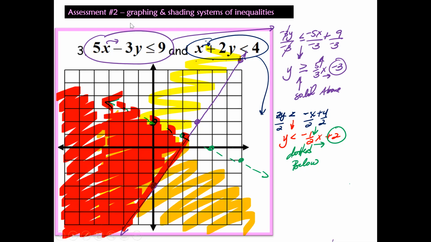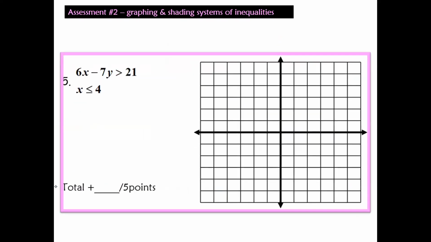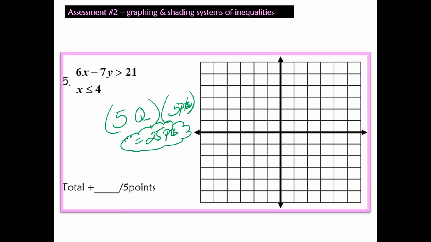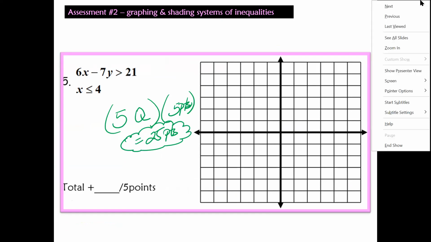So now that I showed you how to do this one, I want you guys to go ahead and practice and work on the last question by yourself. All right, so altogether, you should have 5 questions, 5 points total, in a total of 25 points. All right, you guys, that's basically it. Make sure you can actually find and access this.